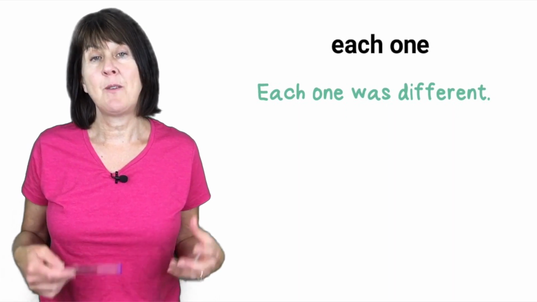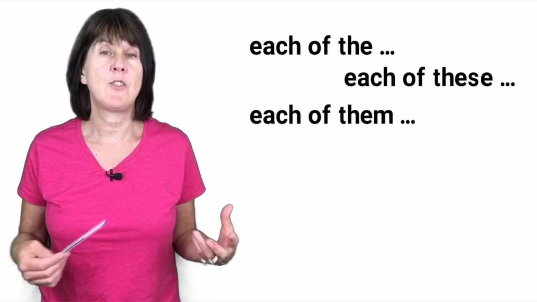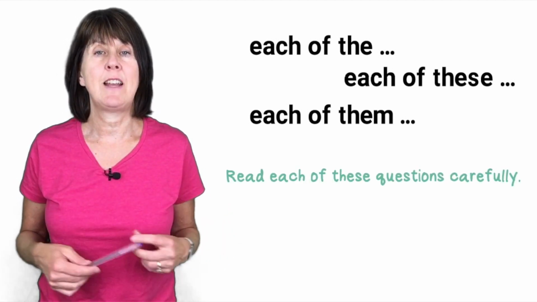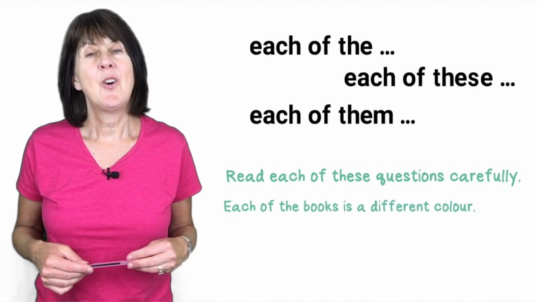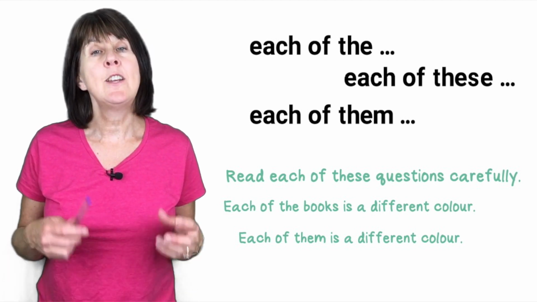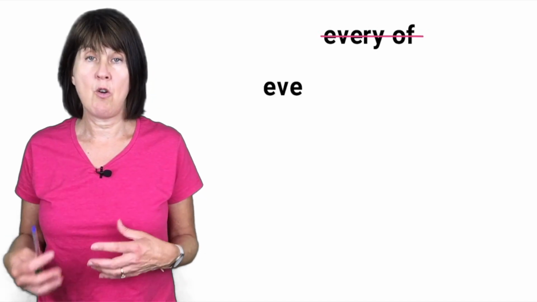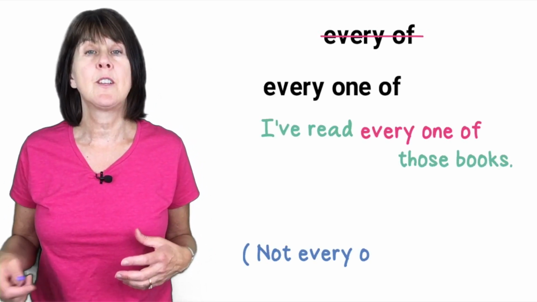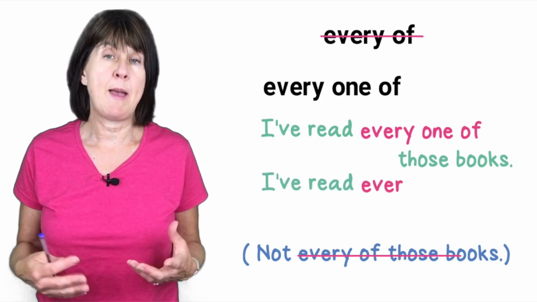You can say also each of the, each of these, each of them, etc. For example, read each of these questions carefully. Each of the books is a different colour, or each of them is a different colour. But you can't say every of, instead you say every one of. So for instance, I've read every one of those books and not every of those books, or I've read every one of them.